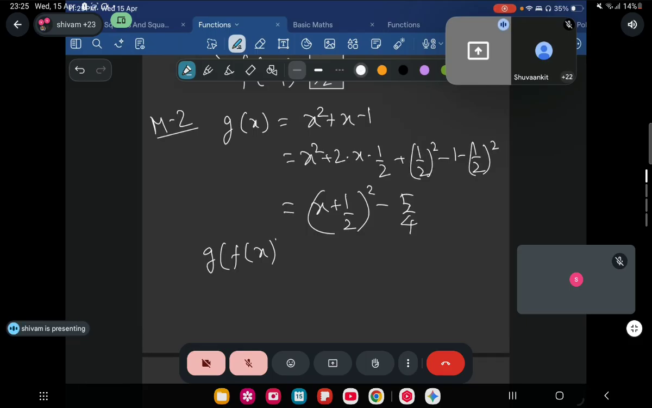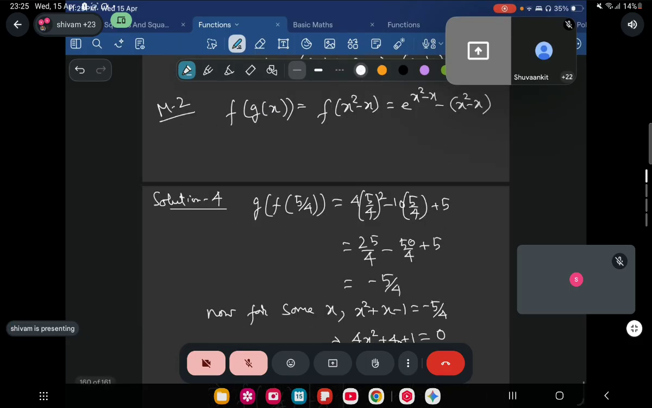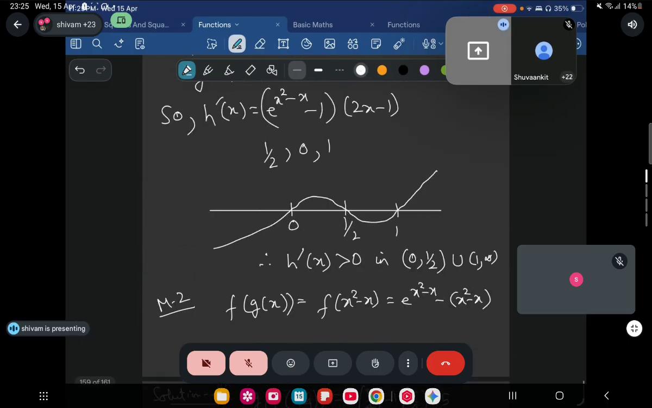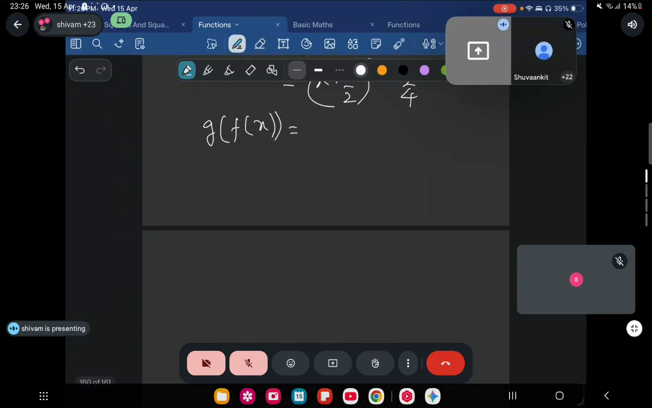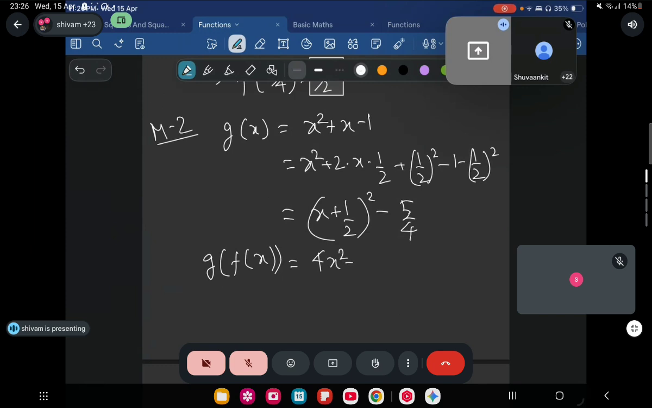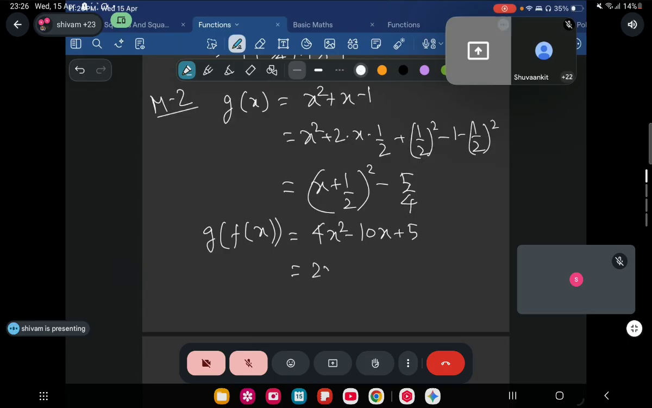Okay, g of f of x will be equal to 4x square minus 10x plus 5. So that also I can make it a perfect square. Let's see. 4x square minus 10x plus 5 can be written as 2x whole square minus 2 into 2x into 5 by 2. So we need to add 5 by 2 whole square and subtract 5 by 2 whole square. So plus 5 minus 5 by 2 whole square.